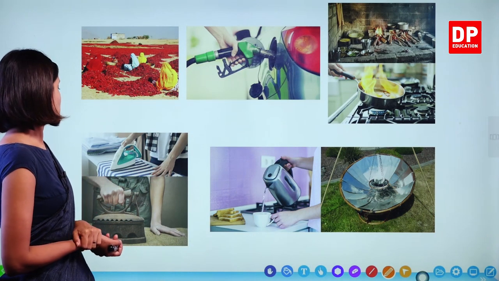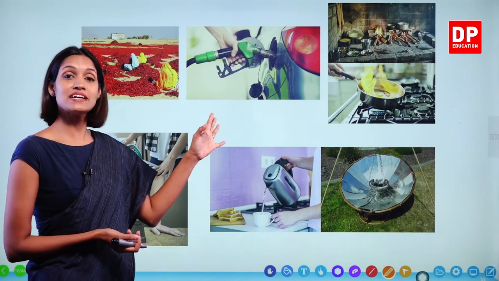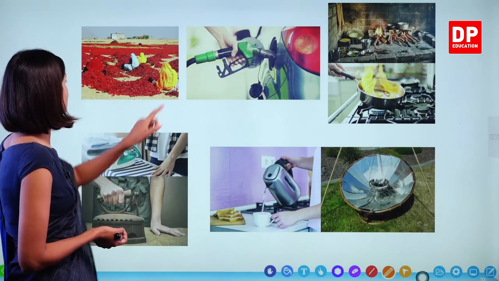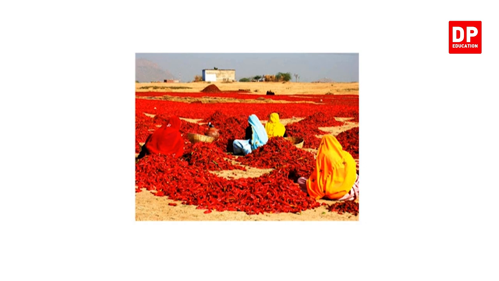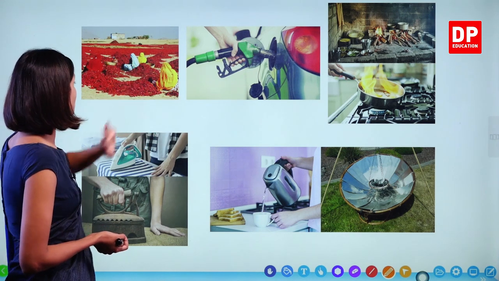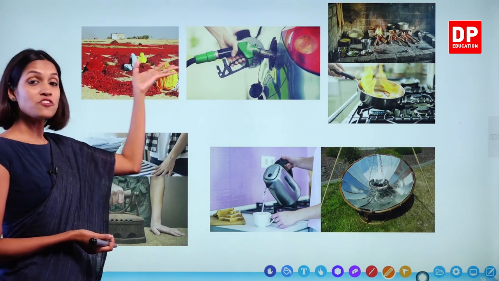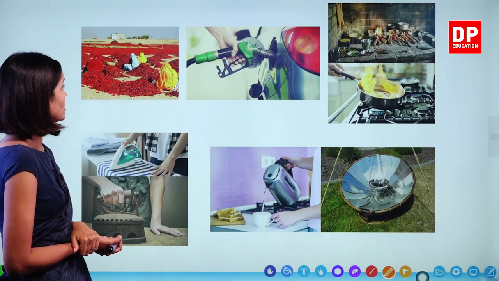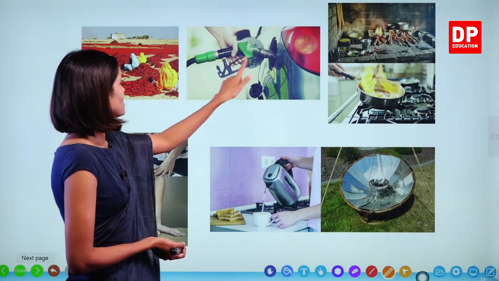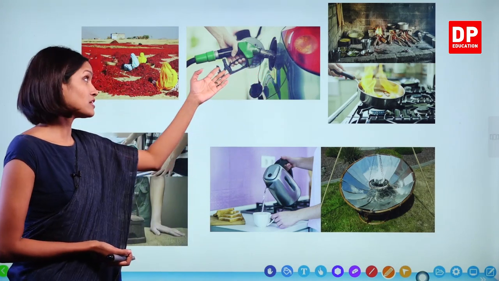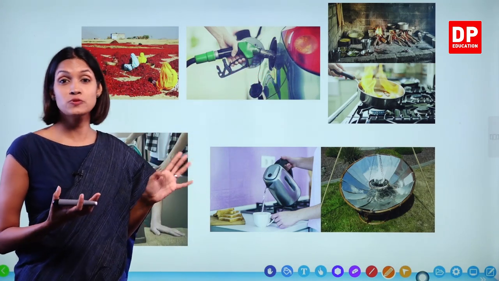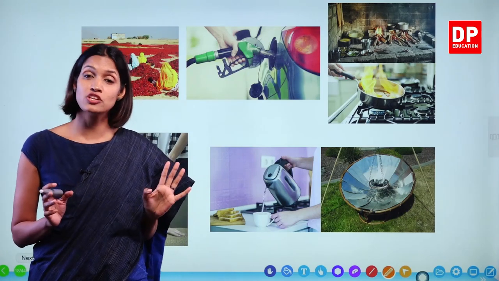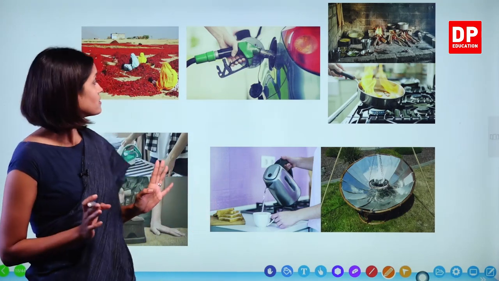Now look at this picture, children. The same things that we discussed before are given as pictures here. These ladies dry chilies. You all can see it's an outdoor environment, right? In a large area, they have spread chili. So with the presence of sunlight, they can dry these chilies easily. Okay, so running a vehicle using different types of fuel. Some vehicles use petrol and some other vehicles use diesel. And I mentioned that petrol and diesel both come under fossil fuels, right?